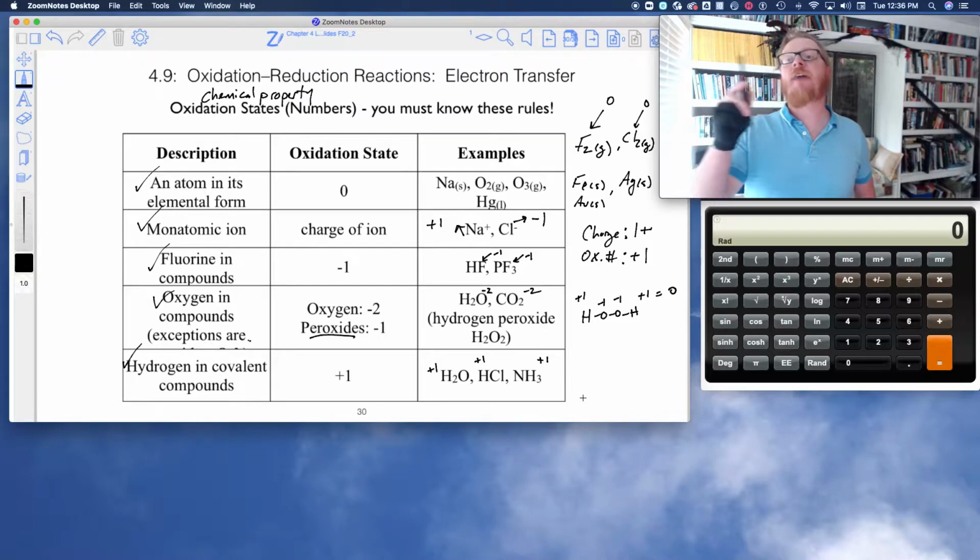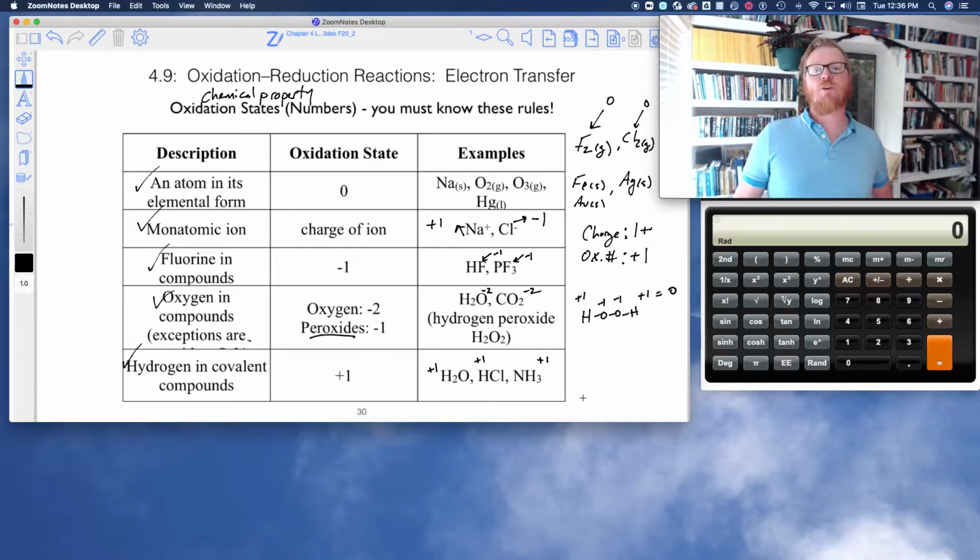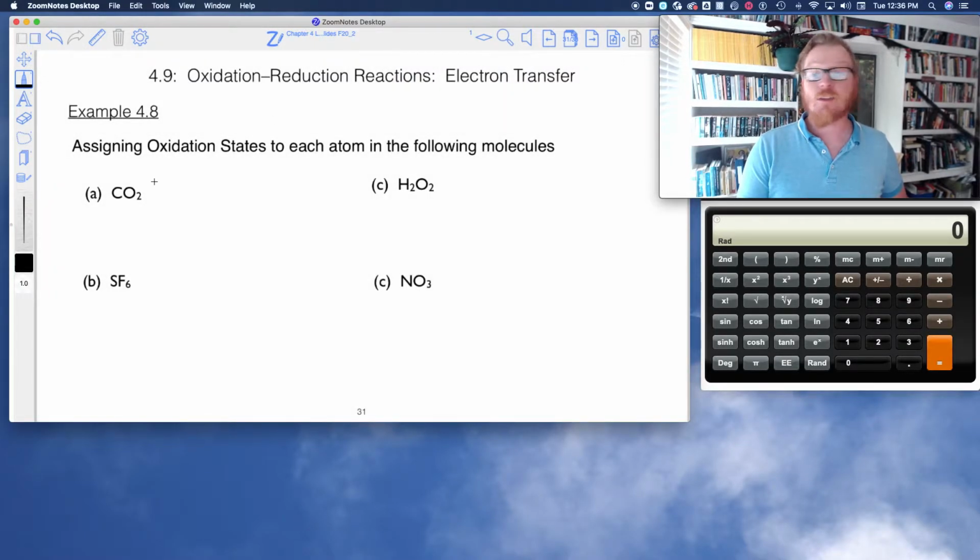But sometimes they are not. So we have to recognize when they are the same and when they are not. So you want to remember these rules and be able to go through some examples, which I'm going to do next. All right? So carbon dioxide.